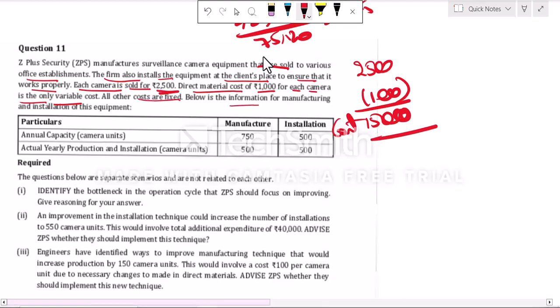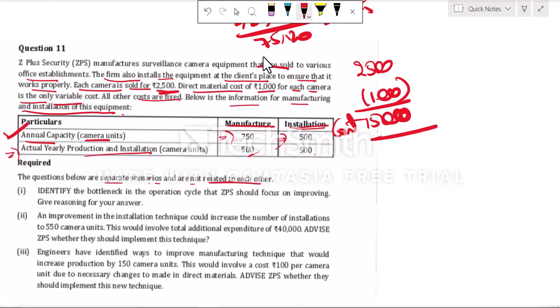Below is the information on manufacturing and installation of this equipment. Annual capacity of camera units. See, they are giving the maximum capacity that can be produced or installed by them. How much can they produce maximum? 750 units. How much can they install? Maximum 500 units. And actual yearly production and installation is 500 units of manufacturing and 500 units of installation. The questions below are separate scenarios and are not related to each other.